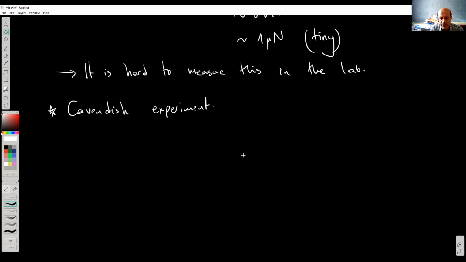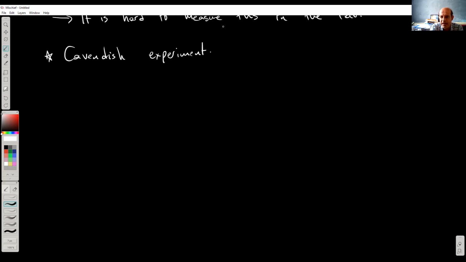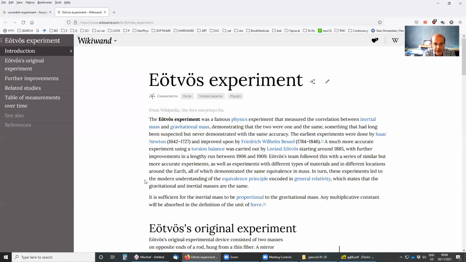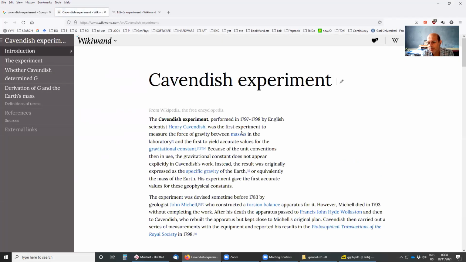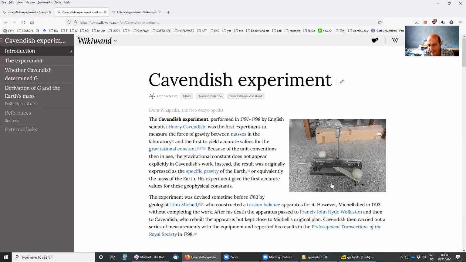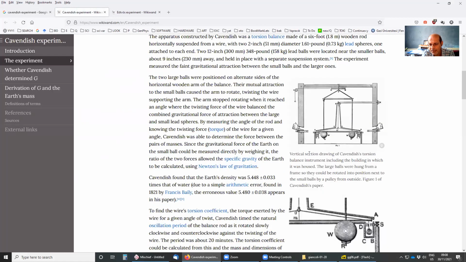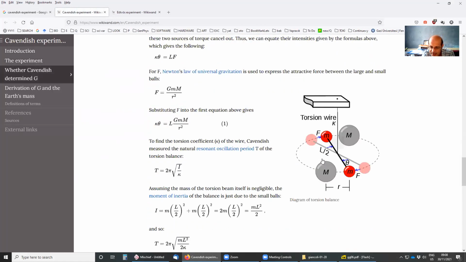But let me actually show it from my sharing screen. Yeah, I'm going to screen share. So Eötvös experiment is something else. It's the Cavendish experiment, right? So I'm just going to show you the Wikipedia page, right? So you can actually do this experiment in the lab. It's some kind of a historical experiment. Is there a better figure?